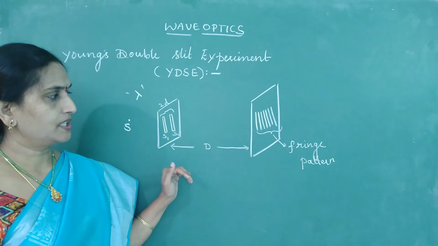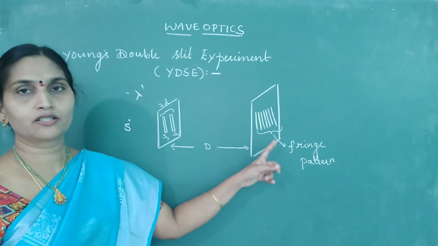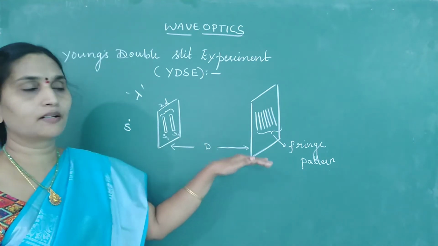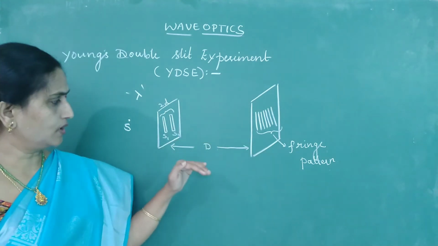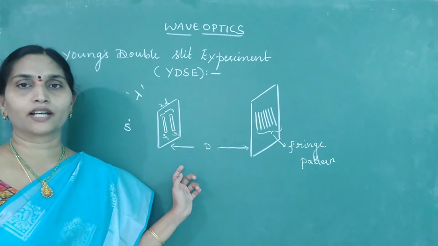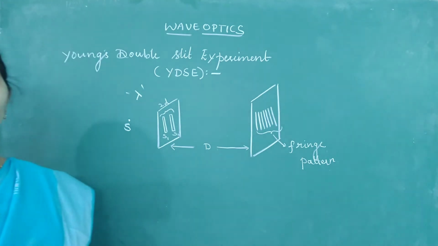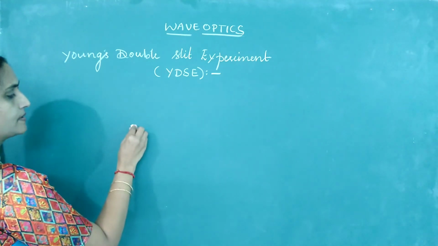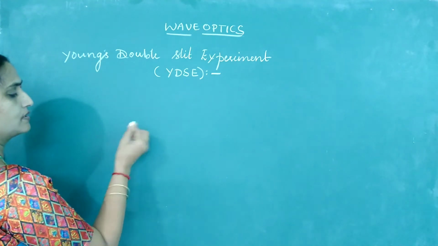Now from this experiment, as I told you, we will be finding out the fringe width. To determine the fringe width, I will show you the same diagram from the top view. Look at the diagram and let's see how to find out the fringe width. Look at the top view of this experimental arrangement. This is a point source of light.